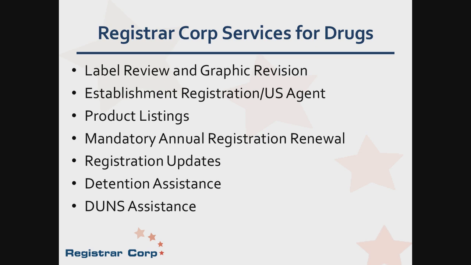We also can help with the other requirements for drug products, such as registrations and listings, the now mandatory annual registration renewal that FDA has instituted, and also help you with any registration updates that you might have. If you've run into a problem with a drug product, we have people at the ready to help with any sort of detention issues. Quite possibly, we can help you resolve the issue so that the product won't be refused entry. And then we can also help with DUNS numbers and assistance in obtaining those so that the registrations can be submitted as well.